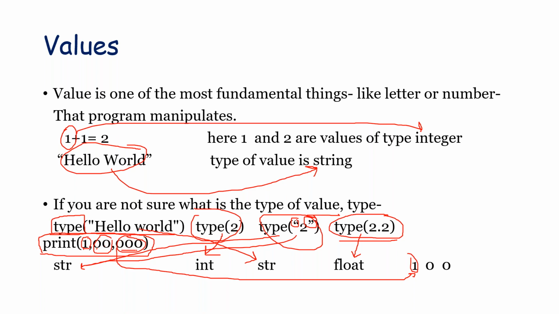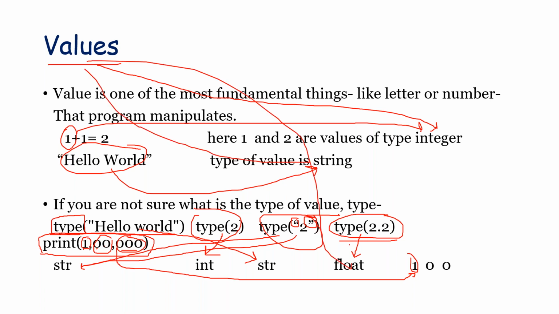So I think we are very clear with values. Just to sum up, values are those things on which you are going to do your manipulation, and values will have a type, whether it will be integer, or it will be string, or it will be float. It will be any of these 3 things. I mean, every value will have some kind of type.